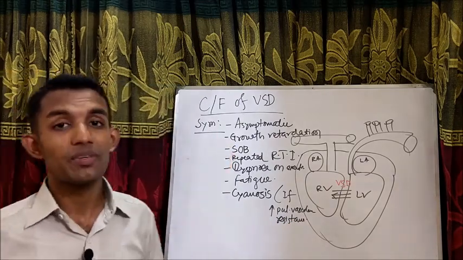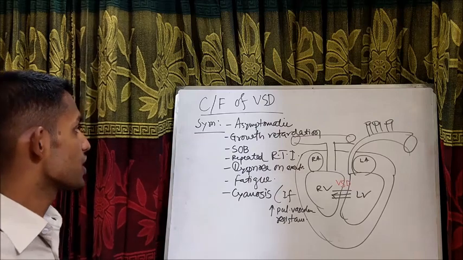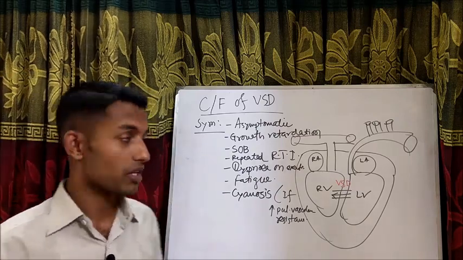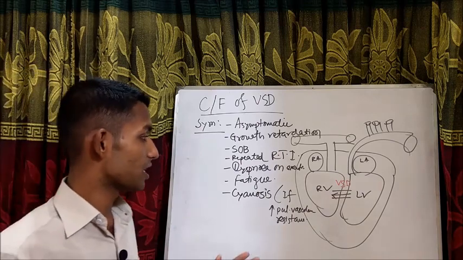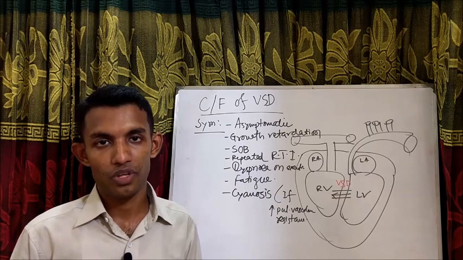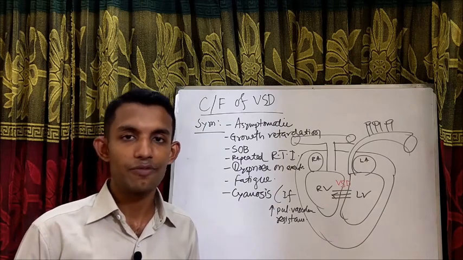The VSD may be asymptomatic, and there may be growth retardation, shortness of breath, repeated respiratory tract infections, dyspnea on exertion, fatigue, and cyanosis if there is development of Eisenmenger syndrome from VSD. Now what are the signs of VSD?